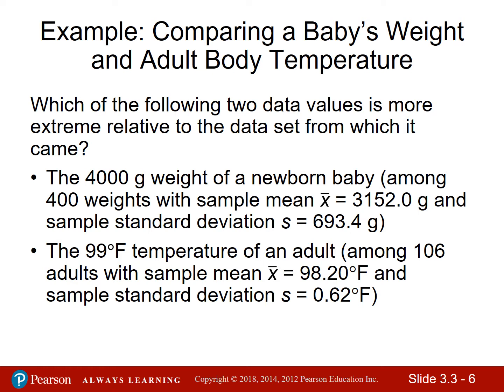So the 4,000 gram weight of a newborn baby among 400 weights with sample mean x bar equals 3,152 grams and a sample standard deviation s equals 5,693.4 grams. Now the adult body temperature, 99 degrees Fahrenheit, of an adult among 106 adults with a sample mean of 98.2 degrees Fahrenheit and sample standard deviation s equals 0.62 degrees Fahrenheit, right? So we know the mean, we know the standard deviation, we know the actual x value. The x value for this one will be 4,000 and the x value for the body temperature will be 99 degrees.